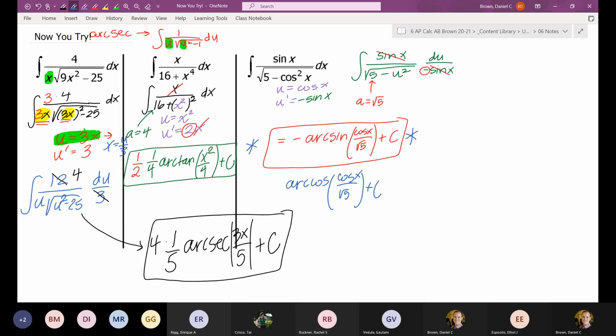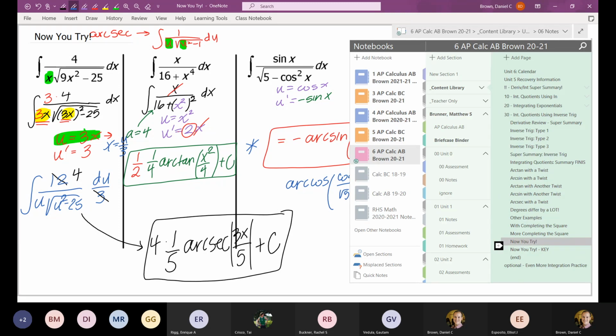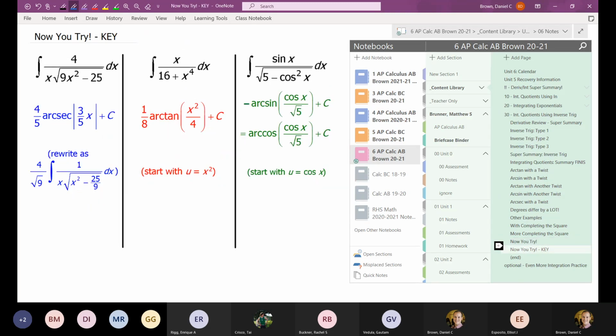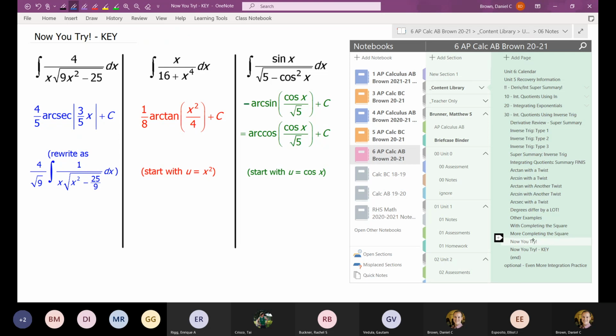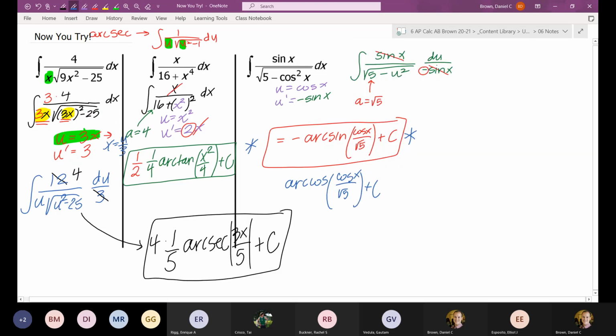There's other ways to do it too, like if you actually look at how I typed it in on the next slide. Not always my favorite way to do it, but you can just factor out the 9 and then avoid doing u sub completely. So there's kind of 3 ways to approach it. But again, that's why arcsecant's weird, because of the 2 spots where the variable shows up. Any other questions on those 3?